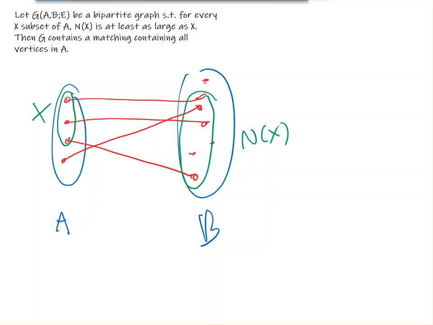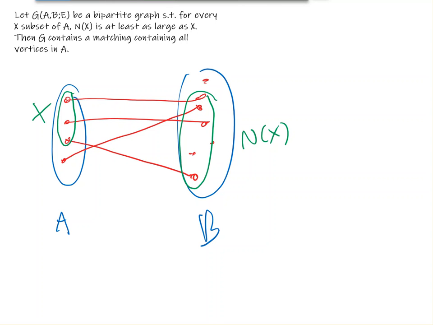Why is this a necessary condition? Well, if we do find this red matching, then every vertex in X has a matching neighbor in the neighborhood of X. So the matching neighbors in the neighborhood of X are as many as the vertices in X. We could have additional neighbors, but we must have at least that many. So this direction is fairly obvious. But now the question is, how do we prove that this condition is also sufficient?